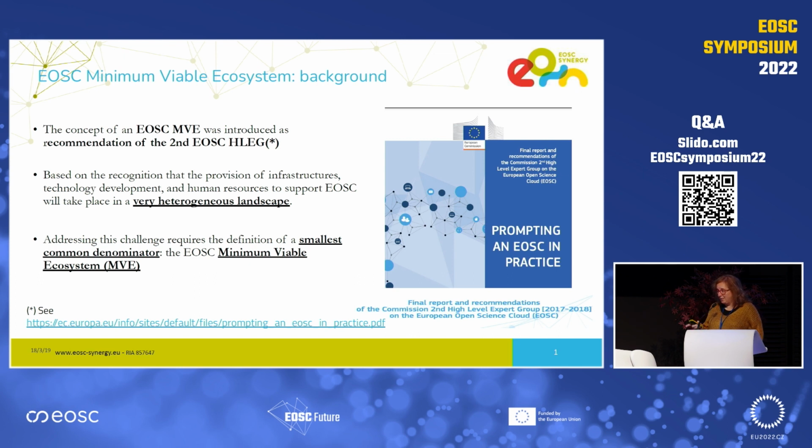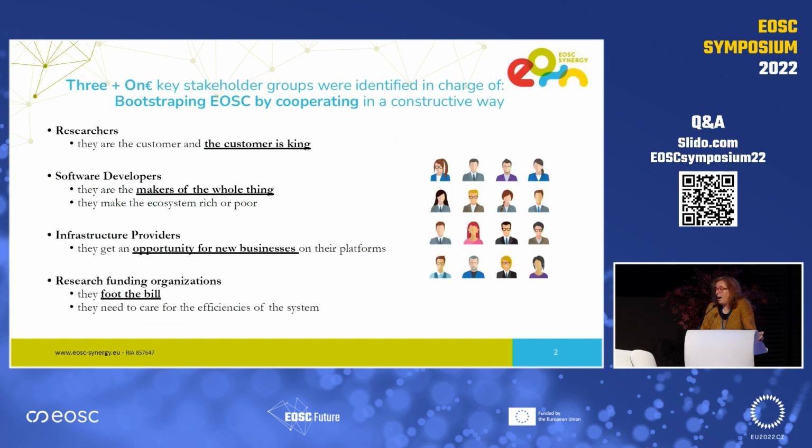I know this very well because I was sitting in the second high-level expert group the afternoon that we defined the MVE. And I remember very well, we had a hard afternoon to conclude that this was going to be a very heterogeneous landscape, and that the only way to pull something out of this was to find the smallest common denominator for EOSC, which is what we call the minimum viable ecosystem, right? And the actors identified here were the researchers, the software developers, the infrastructure providers, and the research funding organizations. So these are the elements that the second high-level expert group identified as needing to cooperate to bootstrap EOSC somehow. And then the thing has evolved, obviously.